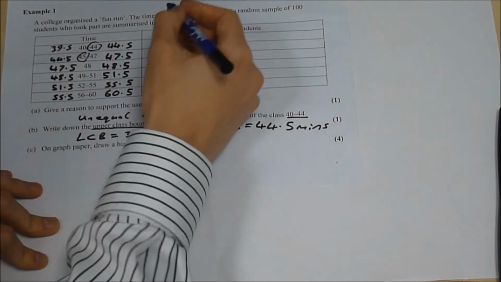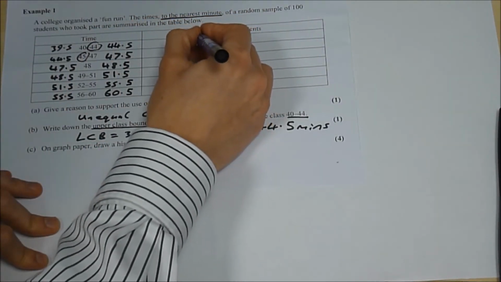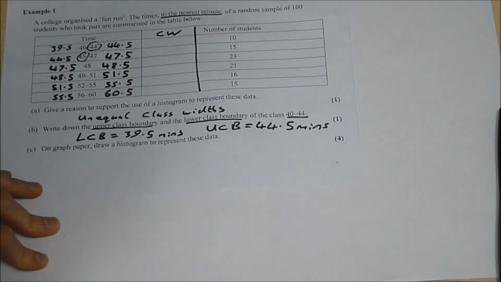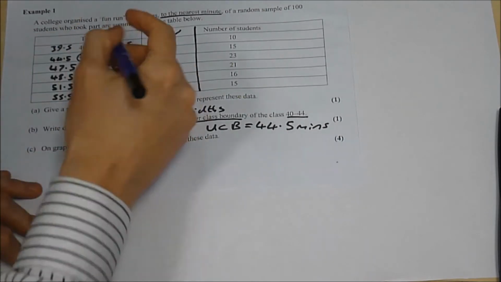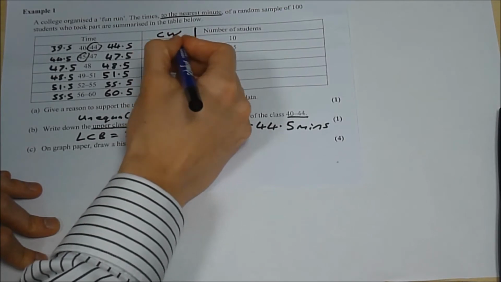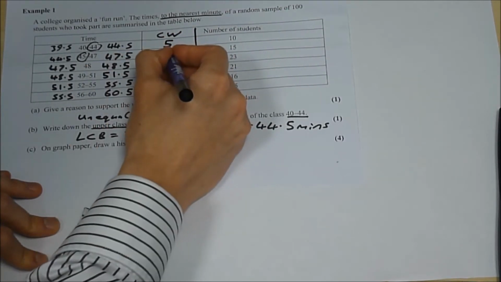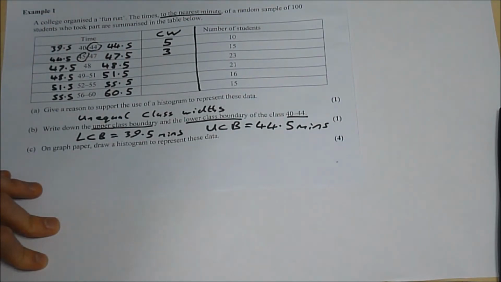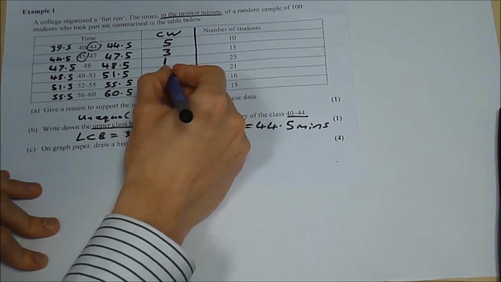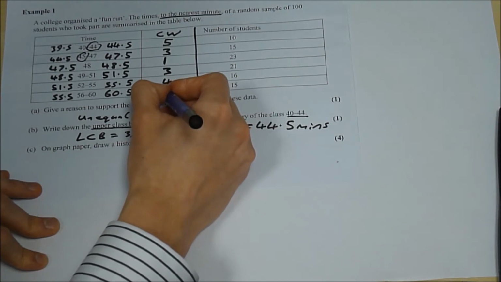Right, so if I think about the difference there, I'm going to help myself out here and jot down all the class widths. 44.5 take away 39.5 is going to give me a class width of 5. I've got a difference of 3 between my upper and lower boundary here, and a difference of 1 from 47.5 to 48.5. So that's my class width. Carrying on with that, I've got 3, 4 and 5.